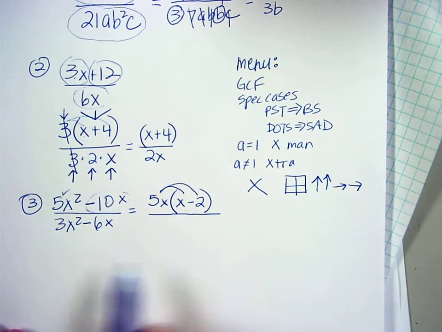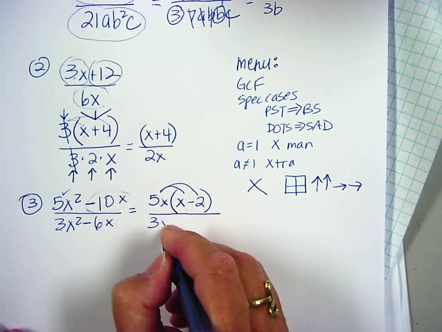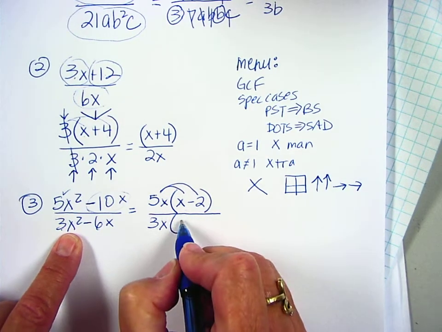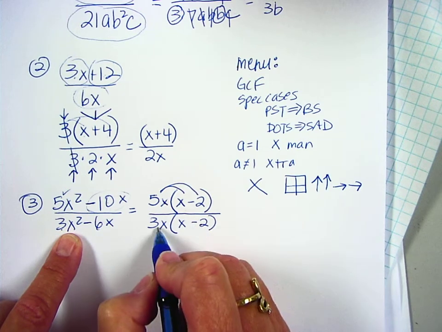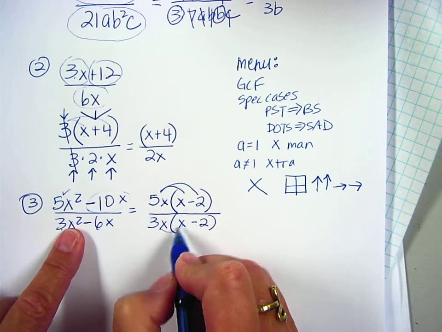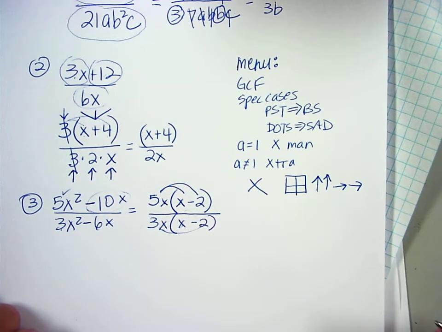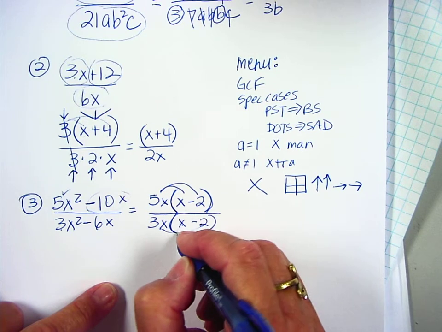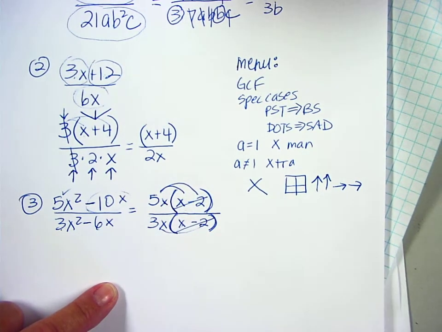In my denominator, I see a GCF of 3x. And after I pull out my GCF of 3x, I see I have an x minus 2. 3x squared, check. Negative 6x, check. Now, look at this. This is a binomial factor. This is a binomial factor. They're exactly the same.